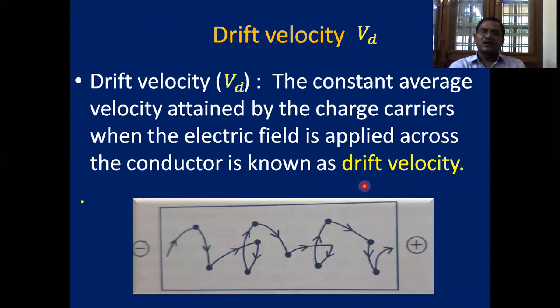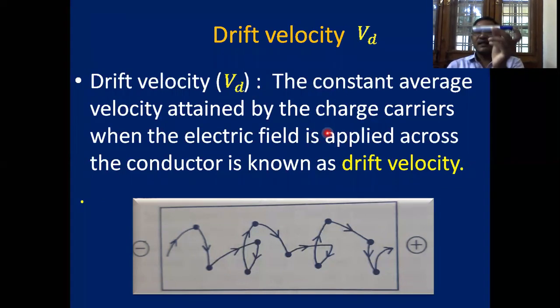Now, let us discuss the drift speed or drift velocity. What is the drift velocity? It is defined as the constant average velocity attained by the charge carriers when the electric field is applied across the conductor. Yes. So let us discuss this concept in detail.